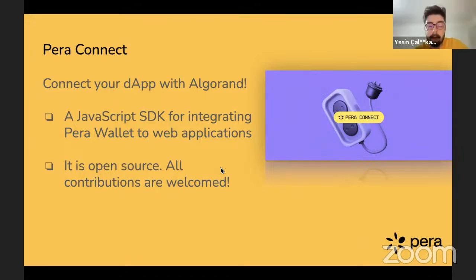Hello, everyone. I'm Yasin, front-end engineer at Pera for 2 years. And I'm going to talk about Pera Connect. Pera Connect is a JavaScript SDK to integrate Pera Wallet into web applications. Actually, it handles the connection and sign transaction process. And you don't need to do anything for WalletConnect. It handles the communication between Pera Wallet and the app.